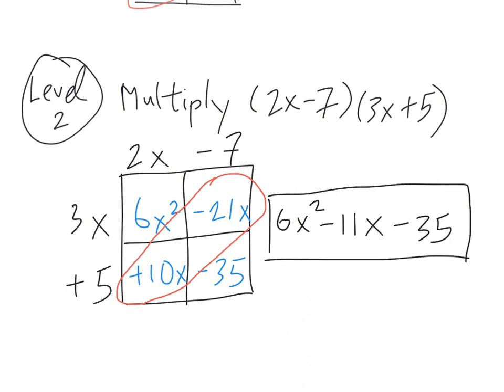Make sure you have everything in descending order. We're talking about the degree, so you have a degree of 2, you have a degree of 1, and then you have no degree right here. That's why it's going from greatest to least. 2, 1, and then 0.